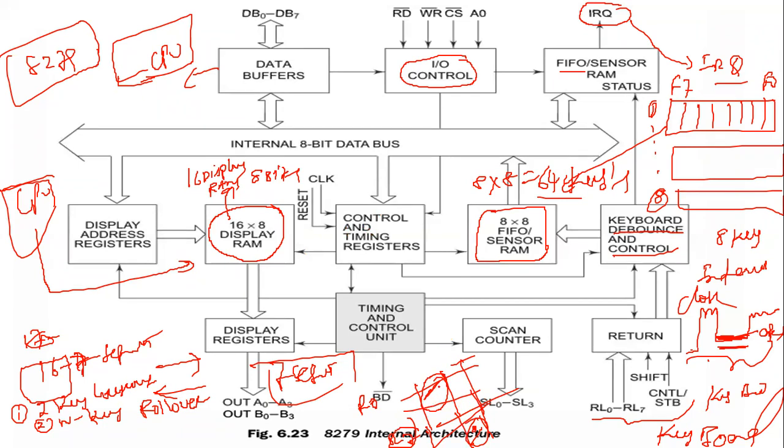Which row key is pressed already? R0 row key is pressed. At the same time, R7 key is also pressed. So which row key is taken by the 8279? First of all the R0 key, then after the R7 key. You can assume that one like that. Okay, based on the rows and the columns that are connected.